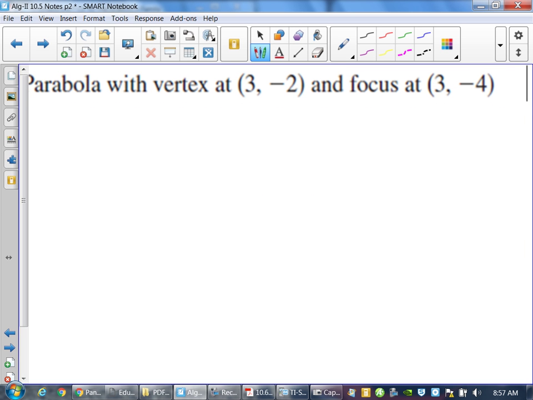Parabola. What do you think the first thing you're going to want to do is? Graph it, yeah, sketch it. Get an idea. That way you know which direction it's going. So, vertex at 3, -2, and focus at 3, -4.